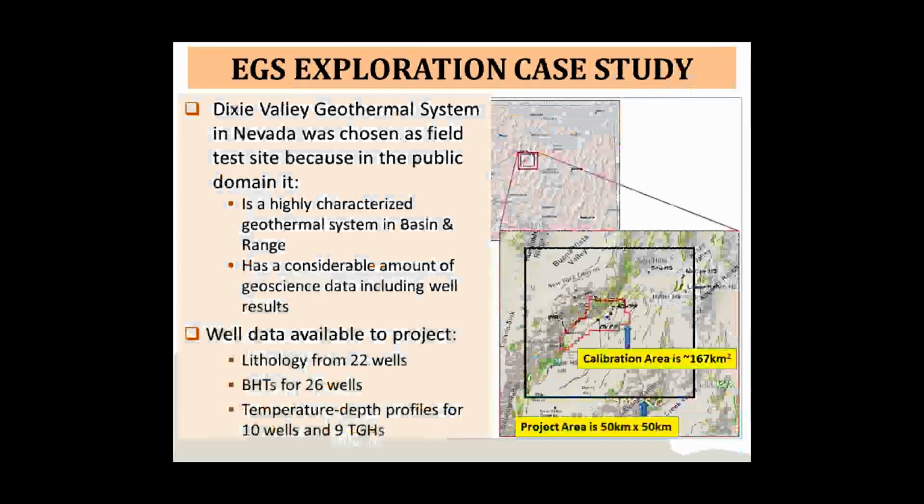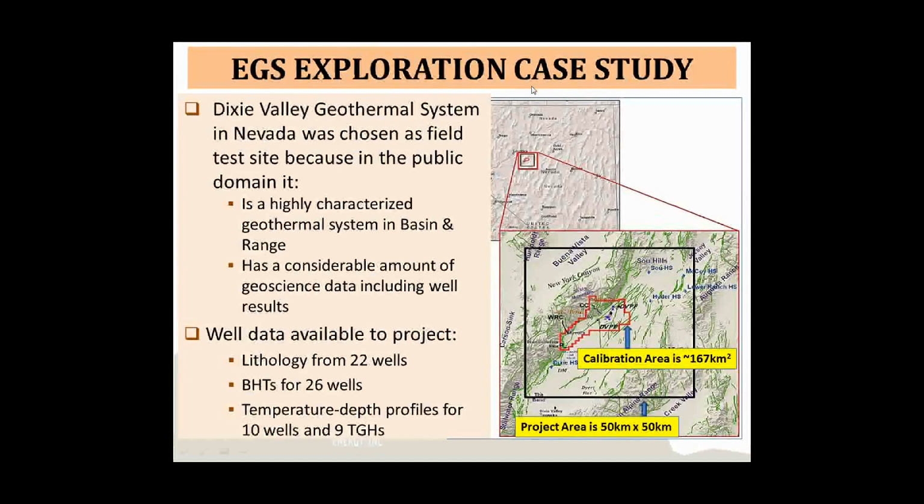Now, let's go through the case history. In our particular project here, we used the Dixie Valley Geothermal System in Nevada as a field test site because we had a considerable amount of data. It is a highly characterized geothermal system in the Basin and Range, with a significant amount of geoscience data and well data that is all in the public domain. The well data available to the project consisted of lithology from 22 wells, bottom hole temperatures from 26 wells, temperature depth profiles from 10 wells, and 9 temperature gradient holes.